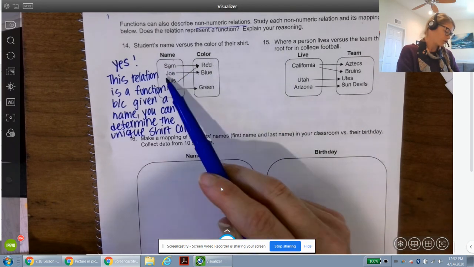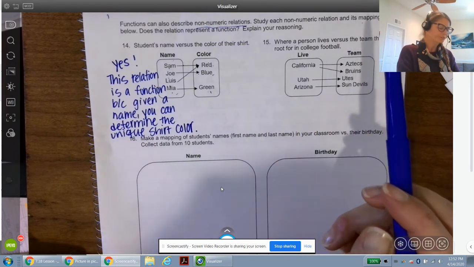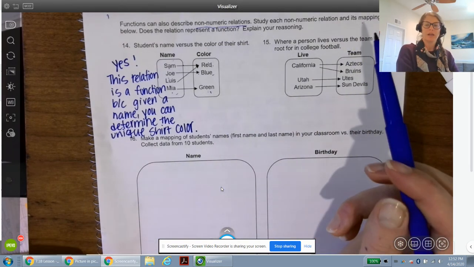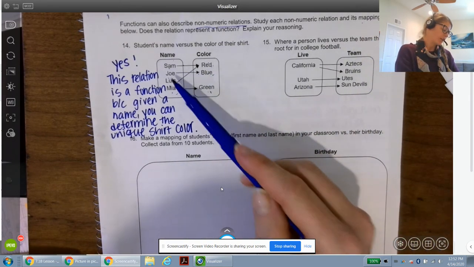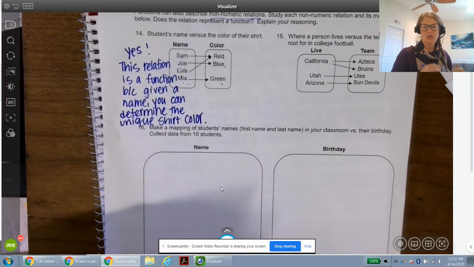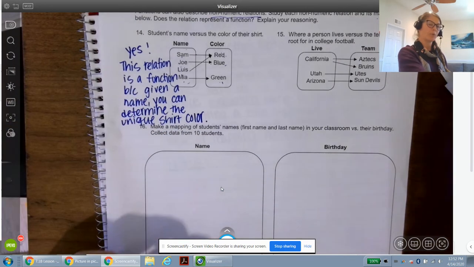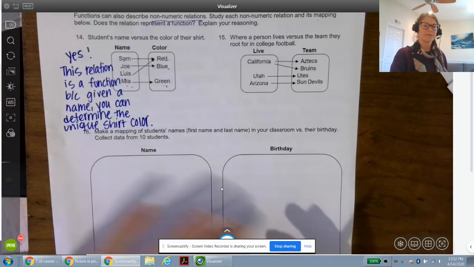Sam has on a red shirt, Joe has on a blue shirt, Luis has on a red shirt, Mia has on a green shirt. Each domain value, each input corresponds with exactly one output. We really want to connect to the situation here. So that's why using name and shirt color is really important. So let's take a look at 15.